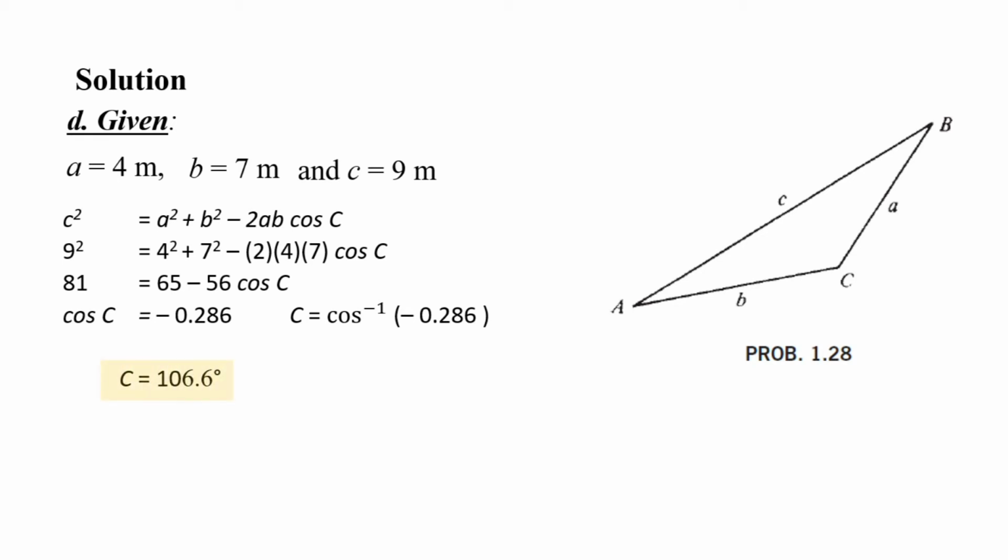Now that we computed angle C and we know the side opposite to it, we should be able to apply sine law to get the other parameters, which would be the two missing angles.